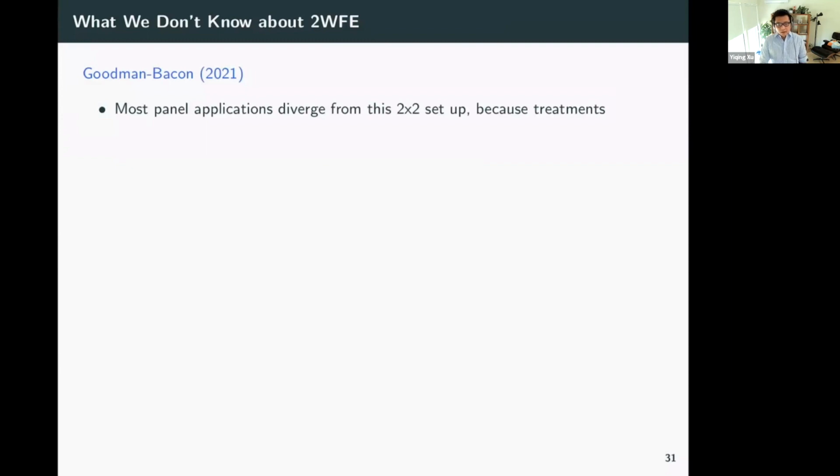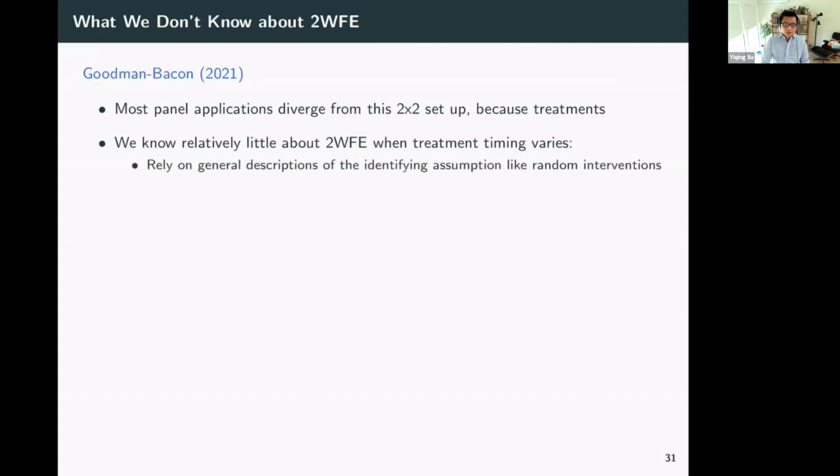He motivates this paper by saying, correctly, of course, that most applications diverge from the 2x2 setup because the treatment assignments are actually much more complicated. We know relatively little about how two-way fixed effects perform when the timing of the treatment varies, especially when the treatment status can reverse. And we rely on general descriptions of identification assumptions like random intervention, although very often we don't exactly spell out what that implies.